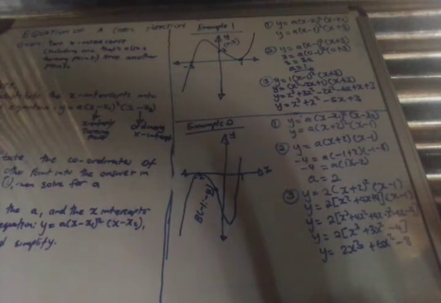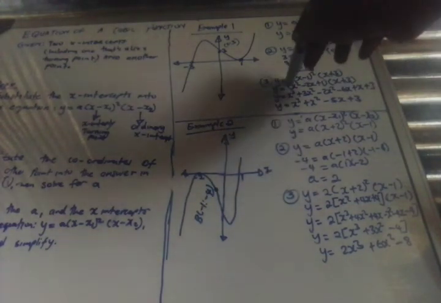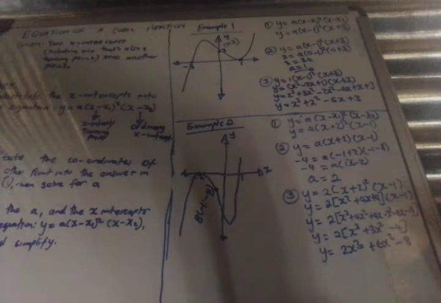So if you substitute the a value and the x-intercepts, we'll end up with y equals 1 into x minus 1 all squared into x plus 3. Okay, so we'll just have to expand.